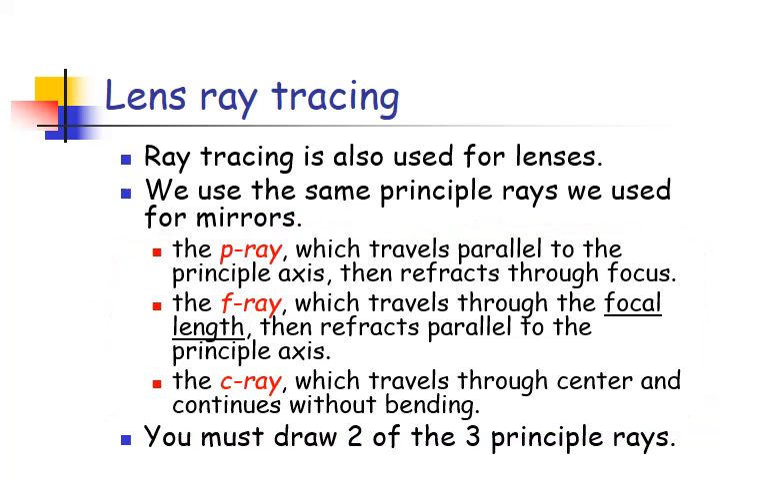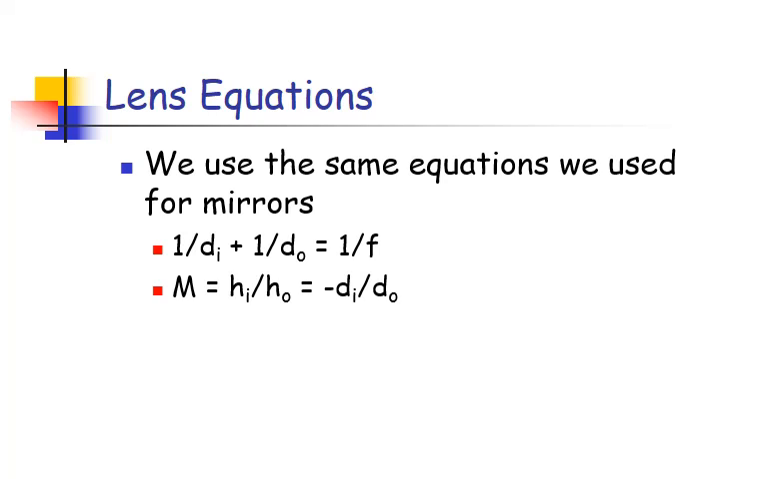And similar to what we had before, we really only need 2 out of the 3 rays. And you'll see that here as we move forward. The equations are the same, and that's really nice as mirrors. 1 over di plus 1 over do equals 1 over the focal length. Magnification is hi over ho, and negative di over do. So all the same, but there's some critical things that we have to establish moving forward because it's really easy to get mirrors and lenses mixed up.